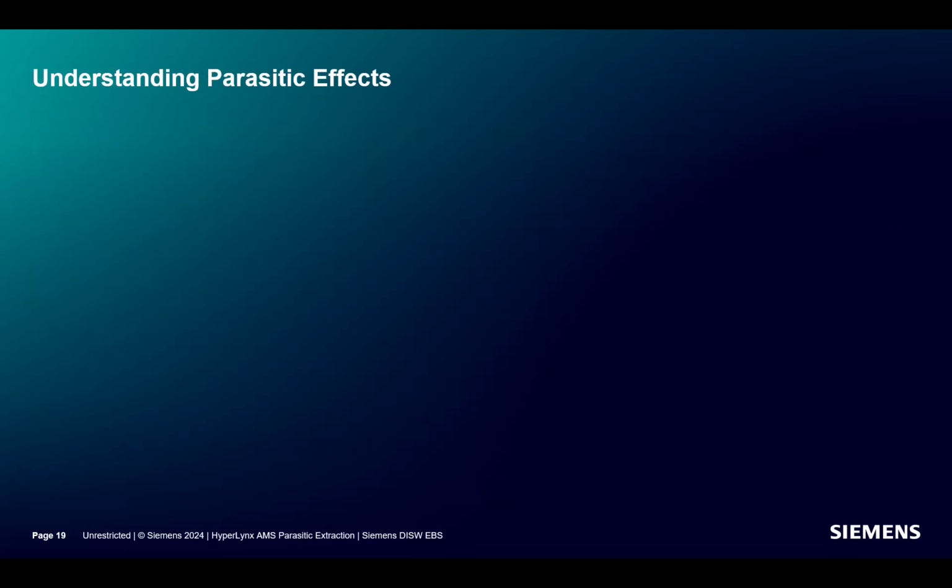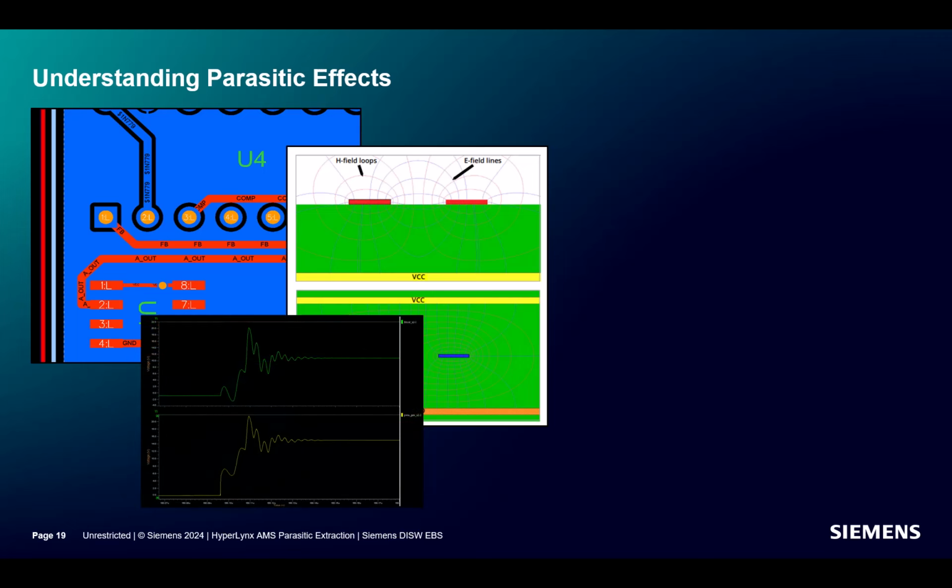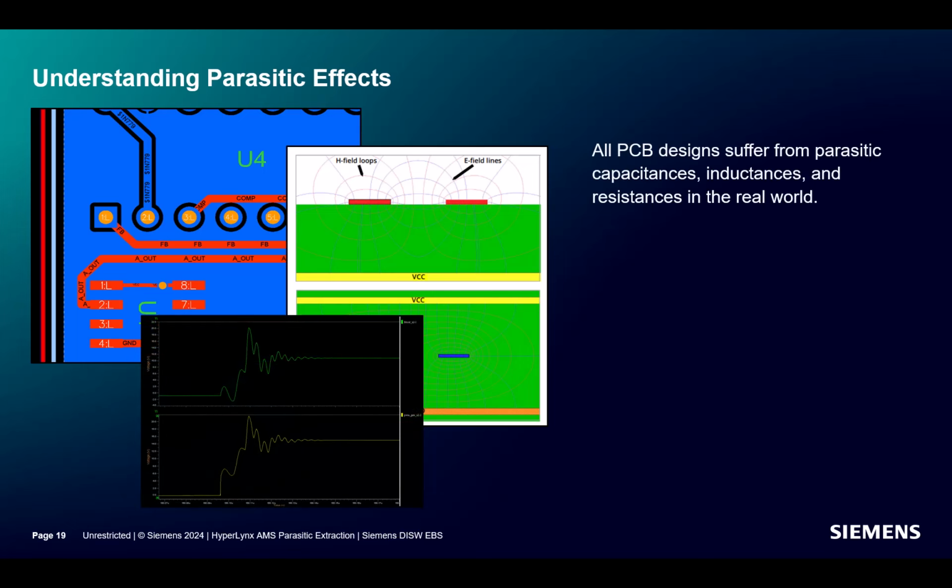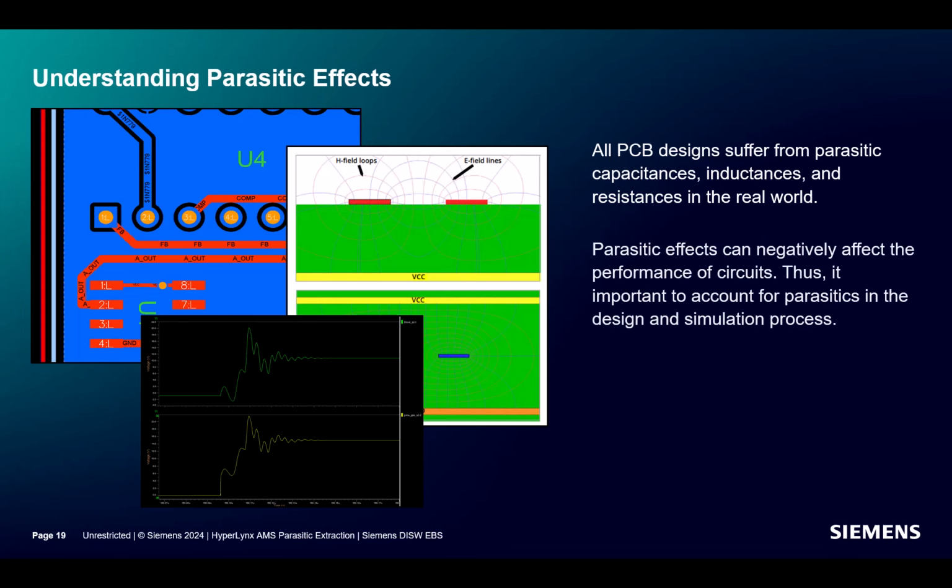Let's move on to the topic of parasitic extraction in Hyperlinks AMS. Any physical circuit in the real world will suffer from some degree of parasitic effects. This includes parasitic capacitances, inductances, and resistances. Board-level parasitics can negatively affect circuit performance. While their values may be small, their cumulative effect on design performance can be significant.